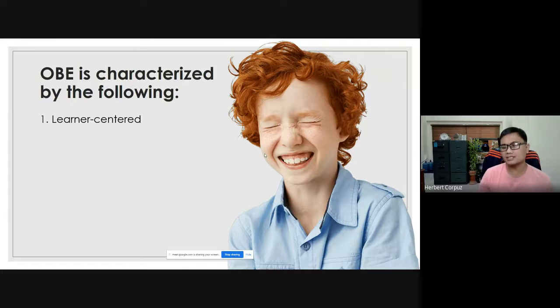Paano siya naging learner-centered? Paano siya nakasentro sa mga mag-aaral? Nakasentro siya sa mag-aaral dahil ang mga bagay-bagay, ang mga kakayanan na lilinangin ng guro sa mga mag-aaral ay yaong mga kakayanan na kakailanganin ng mga mag-aaral sa pang-araw-araw na pamumuhay nila at sa workplace nila o sa lugar trabaho nila sa hinaharap.